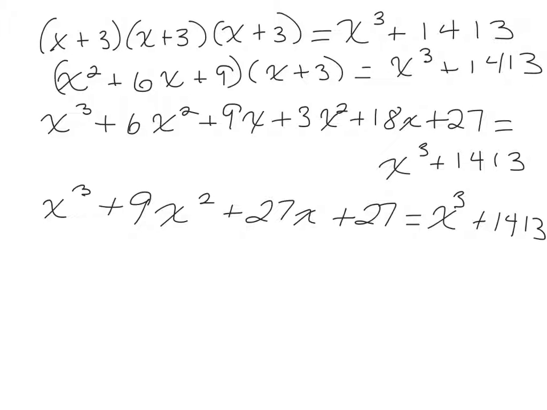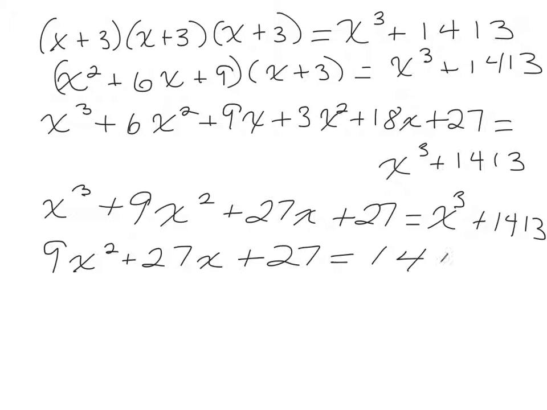And nicely, I see I can subtract x cubed from both sides and just have a polynomial equation that's a quadratic, which is a lot nicer than working with cubic ones. Okay, and oh wow, looks like everything here is divisible by 9. So this actually simplifies dividing both sides of the equation by 9. We get x squared plus 3x plus 3 equals 147.